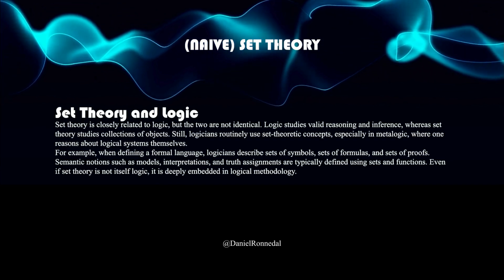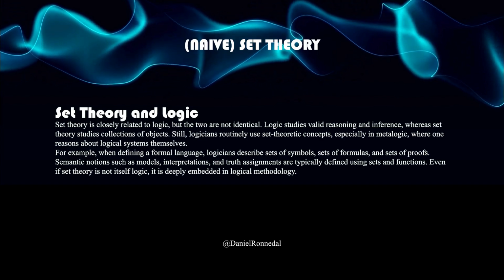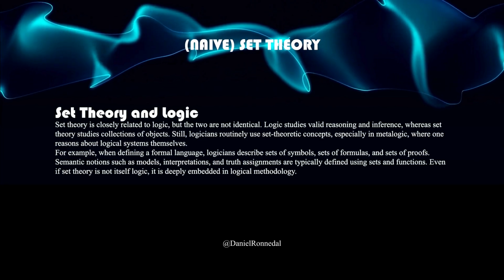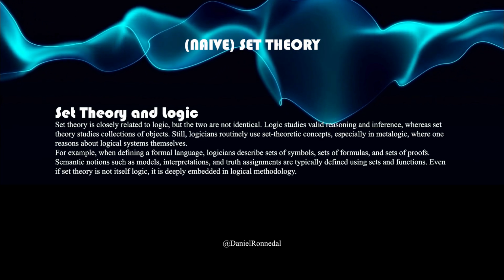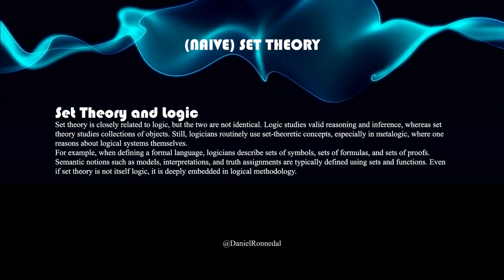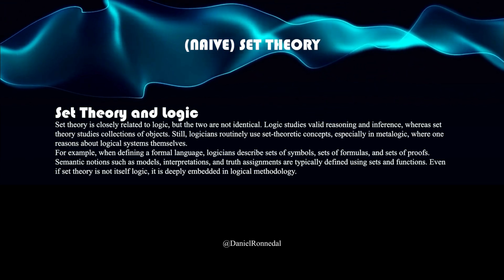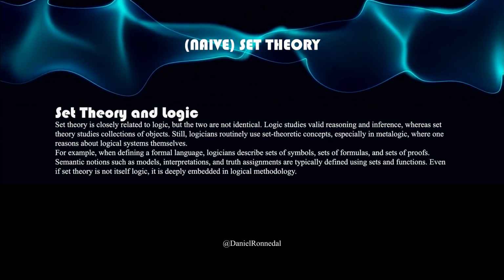For example, when defining a formal language, logicians describe sets of symbols, sets of formulas, and sets of proofs. Semantic notions such as models, interpretations, and truth assignments are typically defined using sets and functions. Even if set theory is not itself logic, it is deeply embedded in logical methodology.